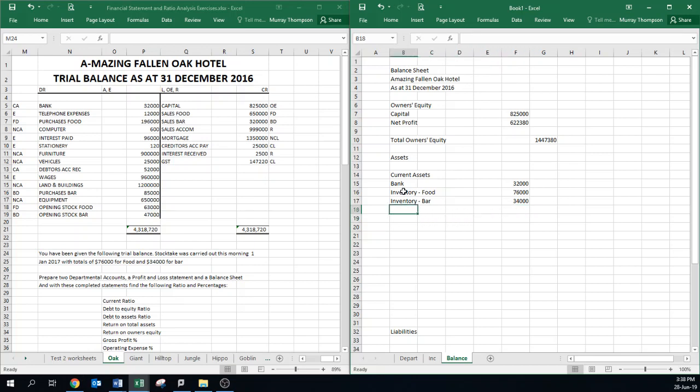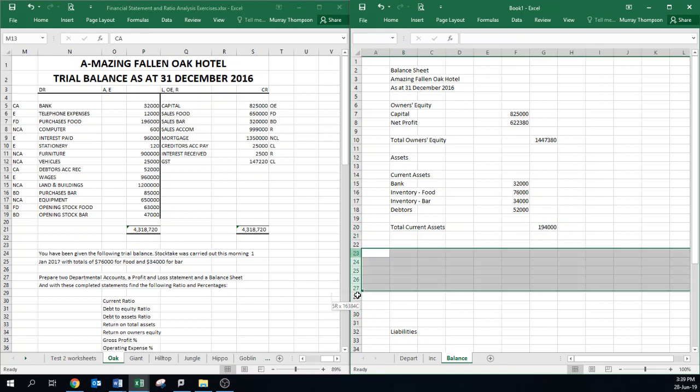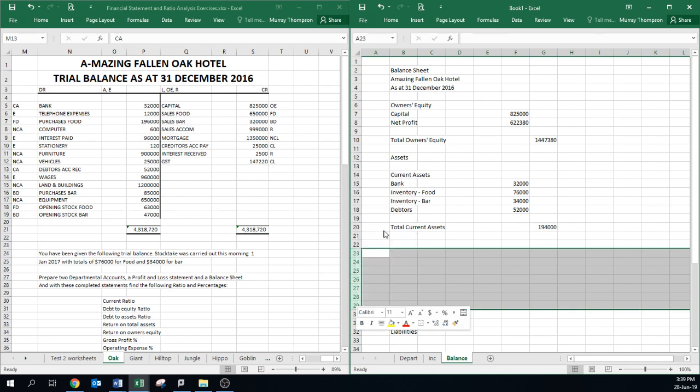Now you've got all the current assets. No, we don't. There's one more. What have I missed? Aha, debtors. Debtors, or next to it, it says accounts receivable. You can choose what name you want to put it. Accounts receivable is the more formal name of debtors. Okay, now we have it all. Total current assets. Okay, and we total it up. Okay, so we've got 194,000 in current assets. I will have to insert a few more rows.